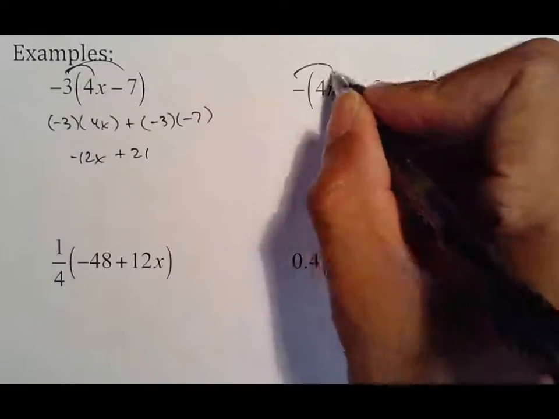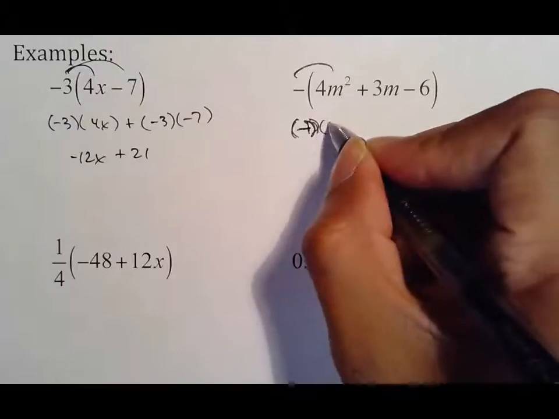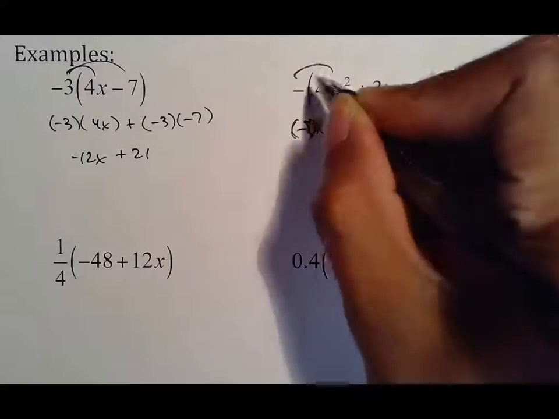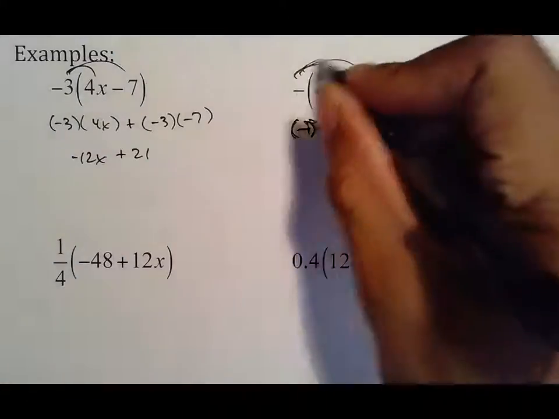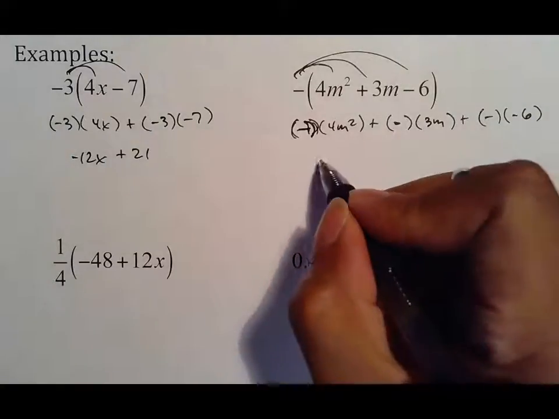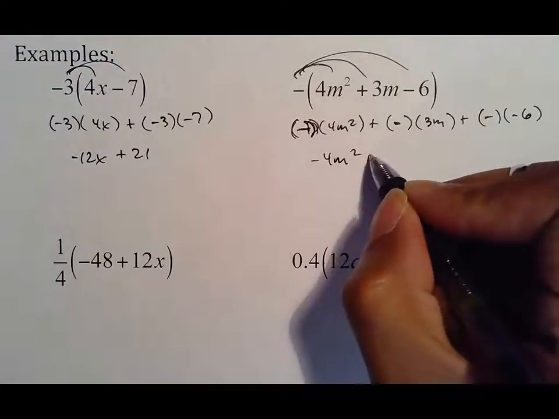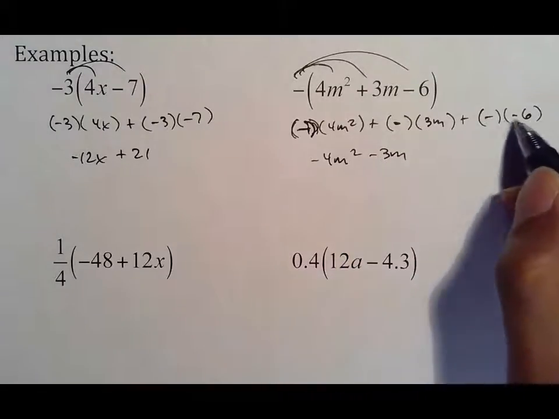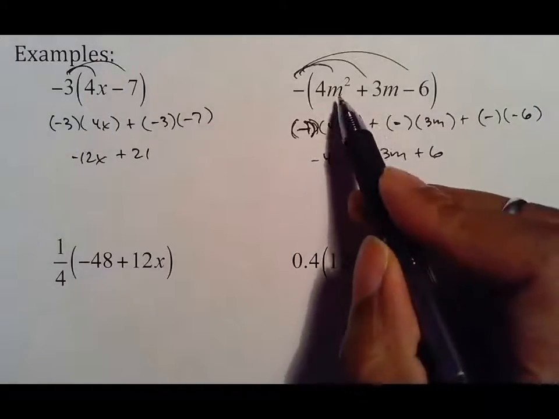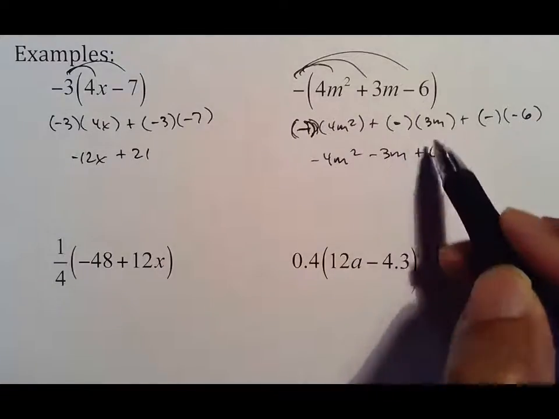In this problem, the negative meets 4m squared, and the negative meets 3m, and the negative meets negative 6. One negative in this, making this negative 4m squared. One negative in this, making this minus 3m. But look at this one, this has 2 negatives, which makes it plus 6. Really all I did was flip the signs over. So a negative on the outside pretty much means take everything on the inside and flip it over.